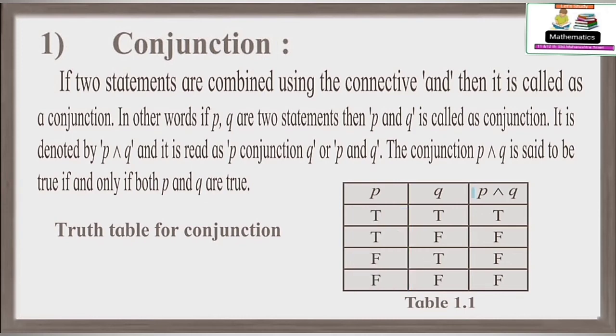Then p ∧ q is: if both are true, then p ∧ q is true. Second, if p is true and q is false, then p ∧ q is false. Third, if p is false and q is true, then p ∧ q is false. And last, if both are false, then p ∧ q is false. In this table, only remember that if both are true, then the conjunction is true, and the remaining three are false.